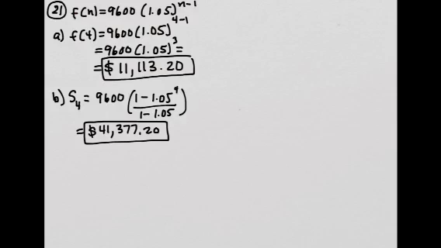B is asking how much rent did she pay altogether in the 4 years. So that's S sub 4. So the formula for sum is right here. Okay, the initial amount times the quantity of 1 minus the rate to the nth power divided by 1 minus the rate. Again, I went straight to the calculator, plugged everything in, and this is what you get when you do that.